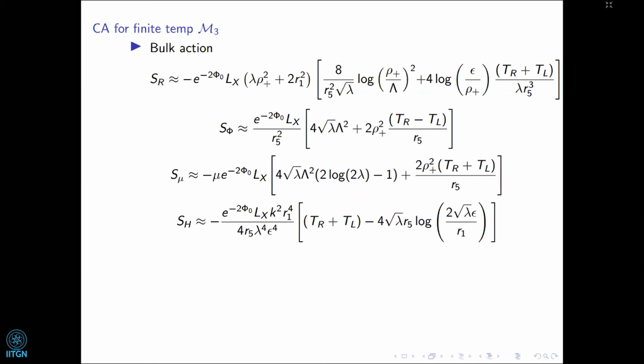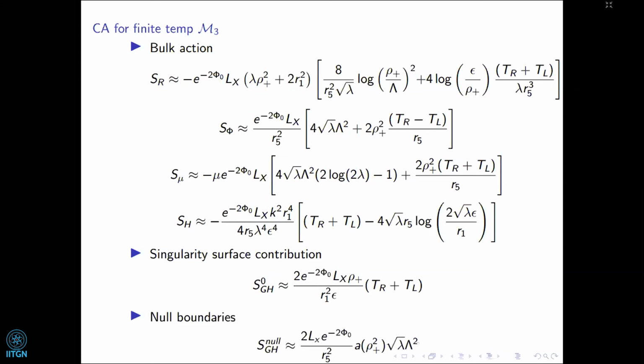And here again, the bulk action you see is this. There is again the appearance of the log lambda square term. And a nice thing is that it depends upon the time scales. This is the right and left times on the CFT boundary. And then again, there is a lambda square dependence, visible in all of the terms. And the singularity surface contribution gives you this, again TR plus TL, and this comes from the region behind the horizon. So this part where TR plus TL features comes from the evaluation of the CA computation done on region 2, which is behind the horizon.